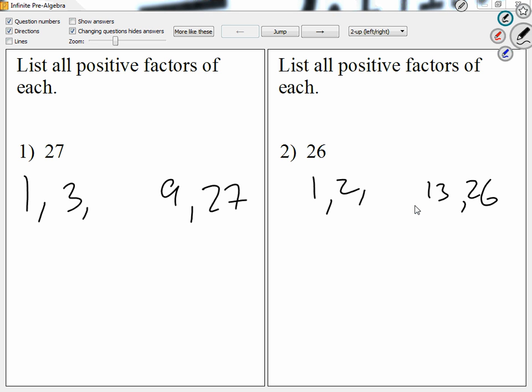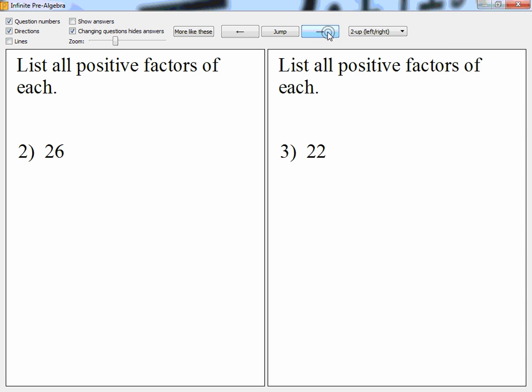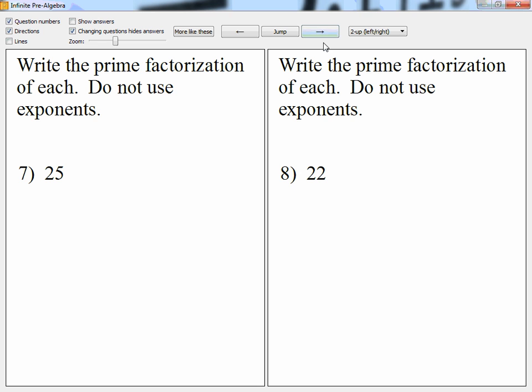Right, that was, once again, this first 6 questions is just a review of yesterday. Any questions on the first 6? Then, question number 7, it's also some review. It says, write the prime factorization of each. Do not use exponents. So we started this as a tree diagram.